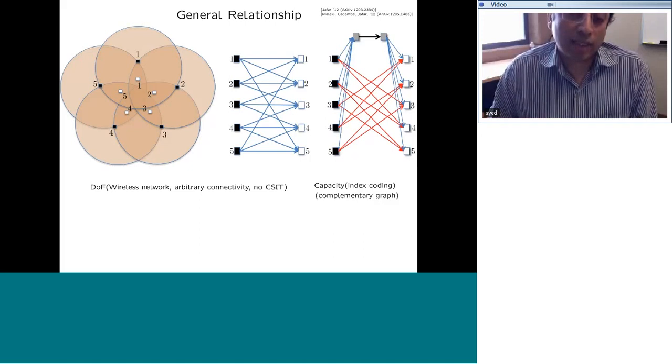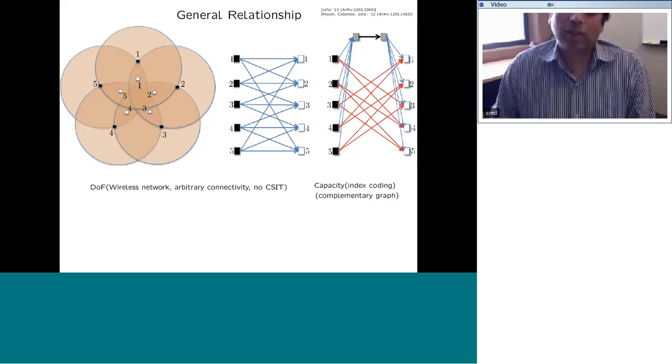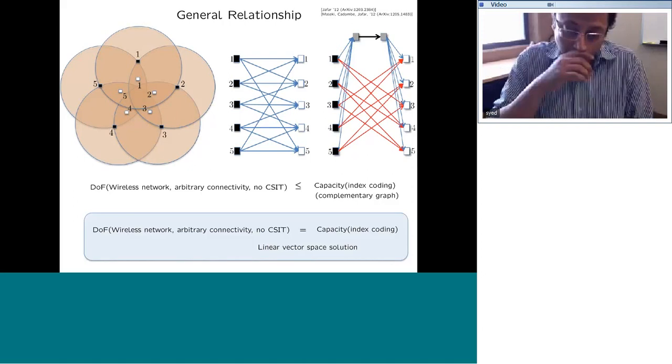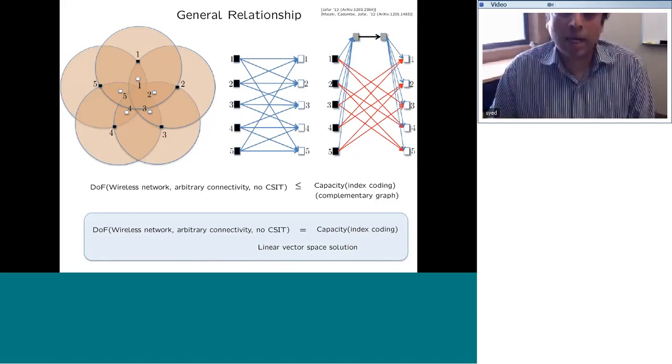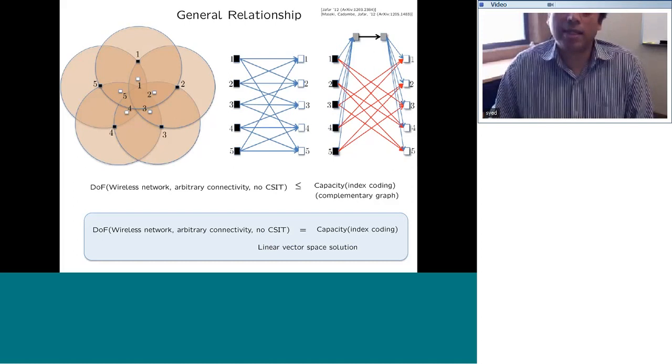And what you will find is that the degrees of freedom of the wireless network will in general be less than or equal to the capacity of the index coding problem, because there was a step at which we allowed cooperation between transmitters. Things can become better. But the relationship is even stronger. I can say something stronger. I can say that the two will be the same anytime that the linear vector space solution is optimal.